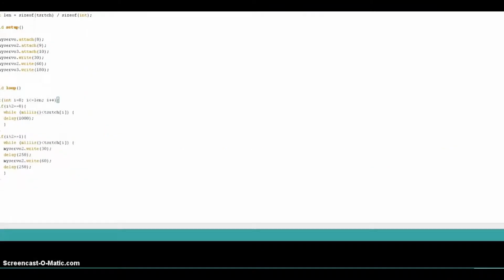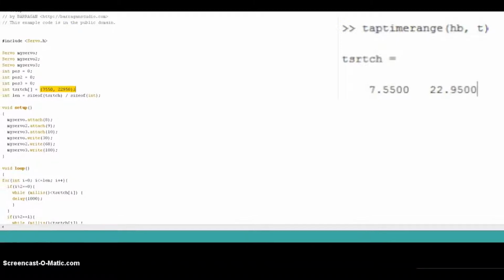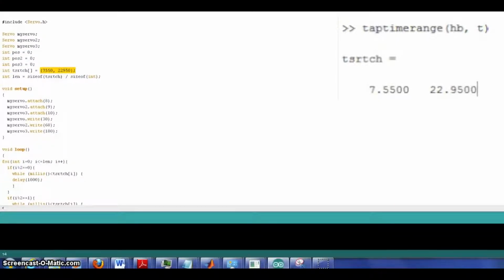This vector is fed to the Arduino integrated development environment as follows, which executes a block of code in C, triggering tapping as dictated in the MATLAB output.